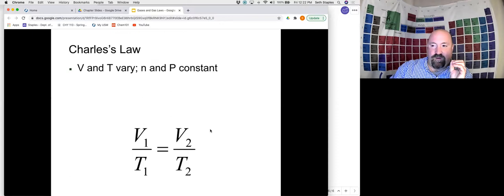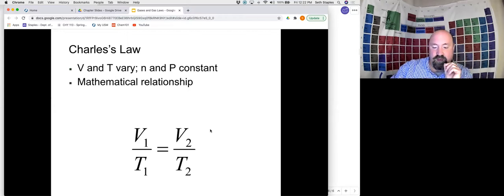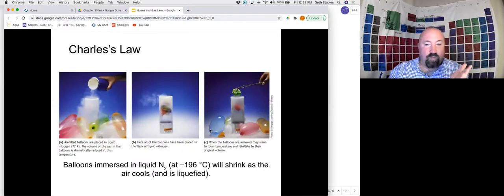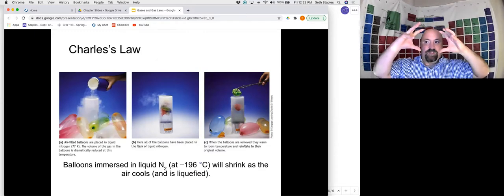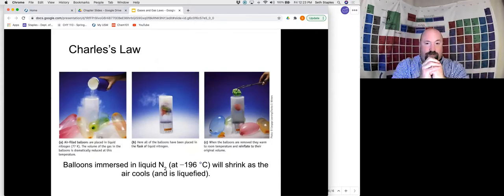Here's our basic Charles's law equation. If we look at an example, if we had a sample of liquid nitrogen, for instance, take a balloon and drop it into a vat of liquid nitrogen, the pressure in the balloon is going to stay the same, but the balloon's going to shrink right down. That volume is going to get a lot smaller.